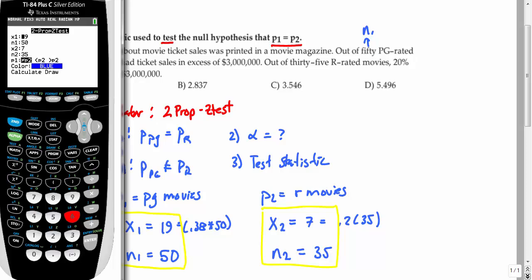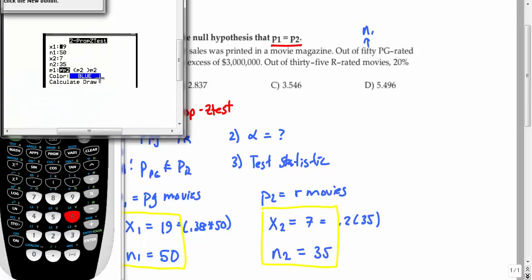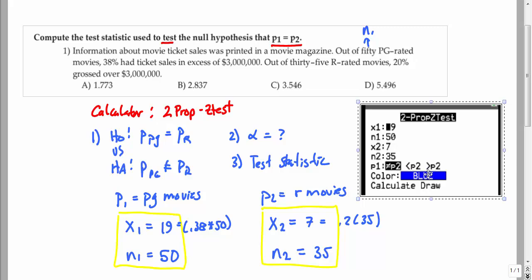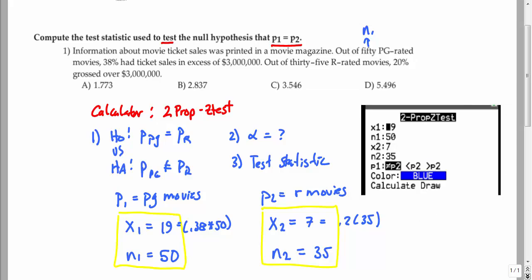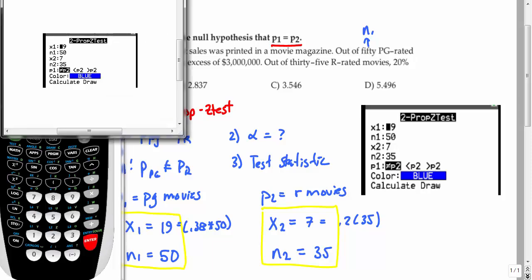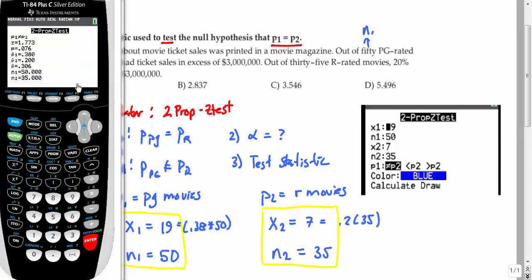I have all my data filled out. And then once I have all that data filled out, I can run the test and get my results. Now, not all of this information is needed because for this particular example, they basically just asked for the test statistic. I guess I'll take this whole screenshot.